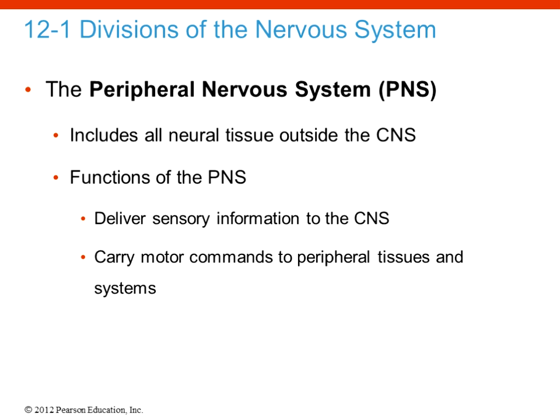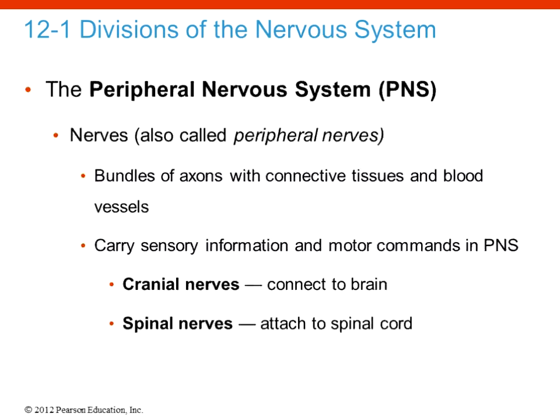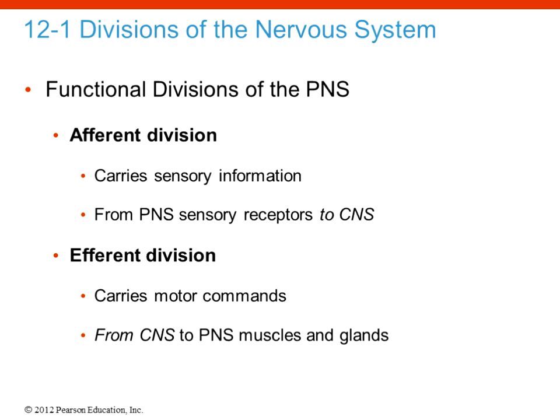These are nerves, right? Nerves that emanate off of your spinal cord and your brain that go throughout our body to targets. So peripheral nerves are bundles of axons that carry information. There are cranial nerves. You get to learn all 12 cranial nerves that attach to the brain. And then spinal nerves. We'll talk a little bit about those in the next chapter when we do the spinal cord. You can also divide this peripheral nervous system functionally into the afferent and efferent divisions, right?